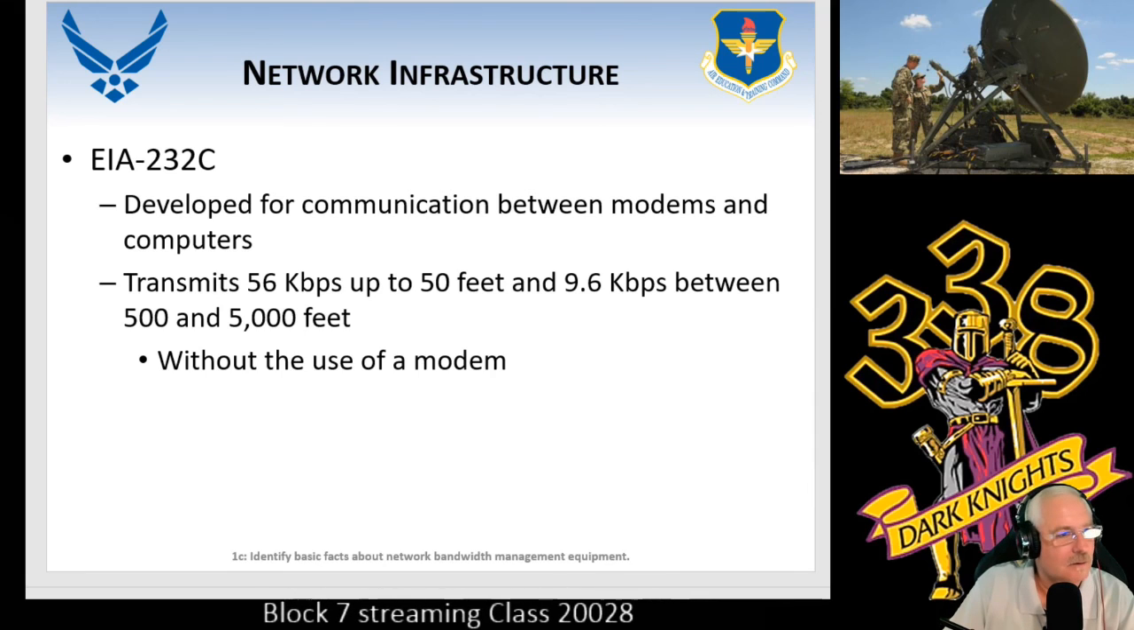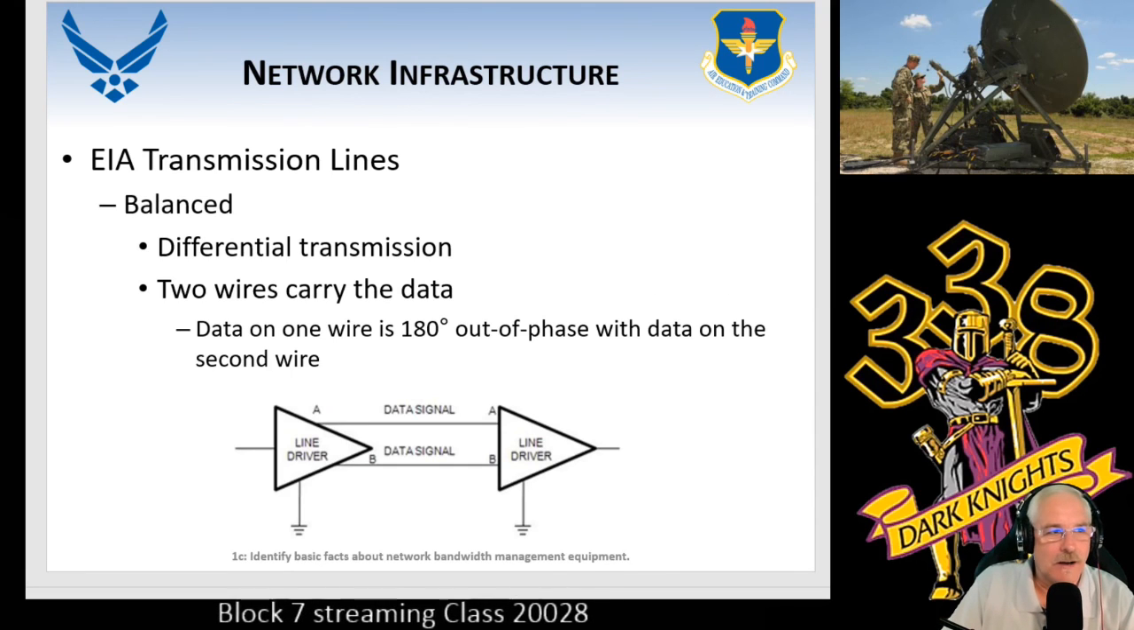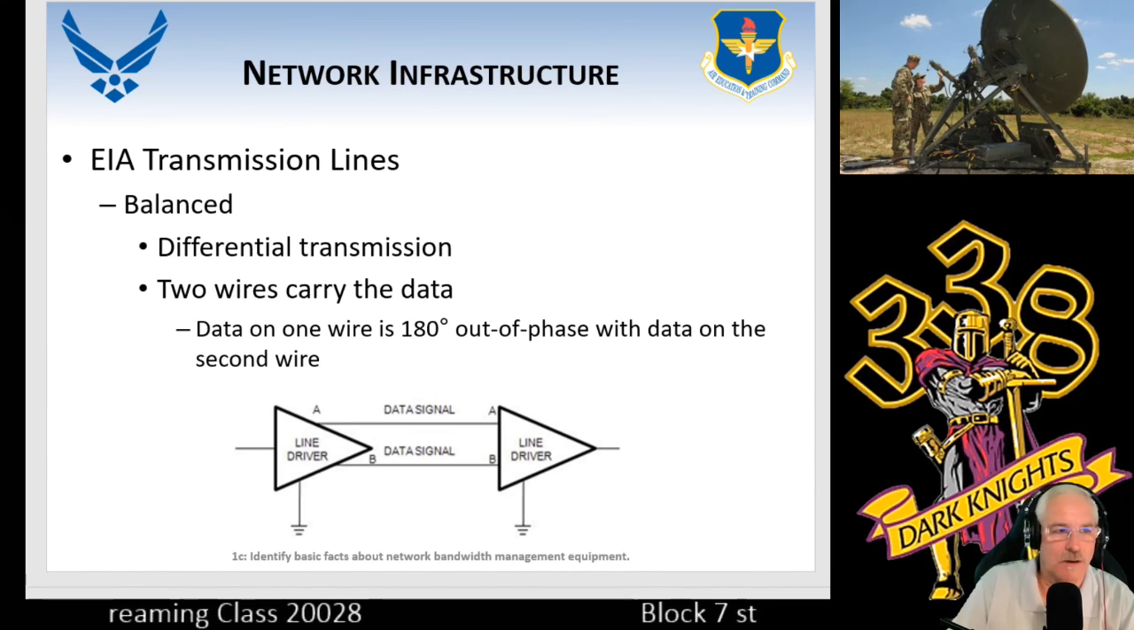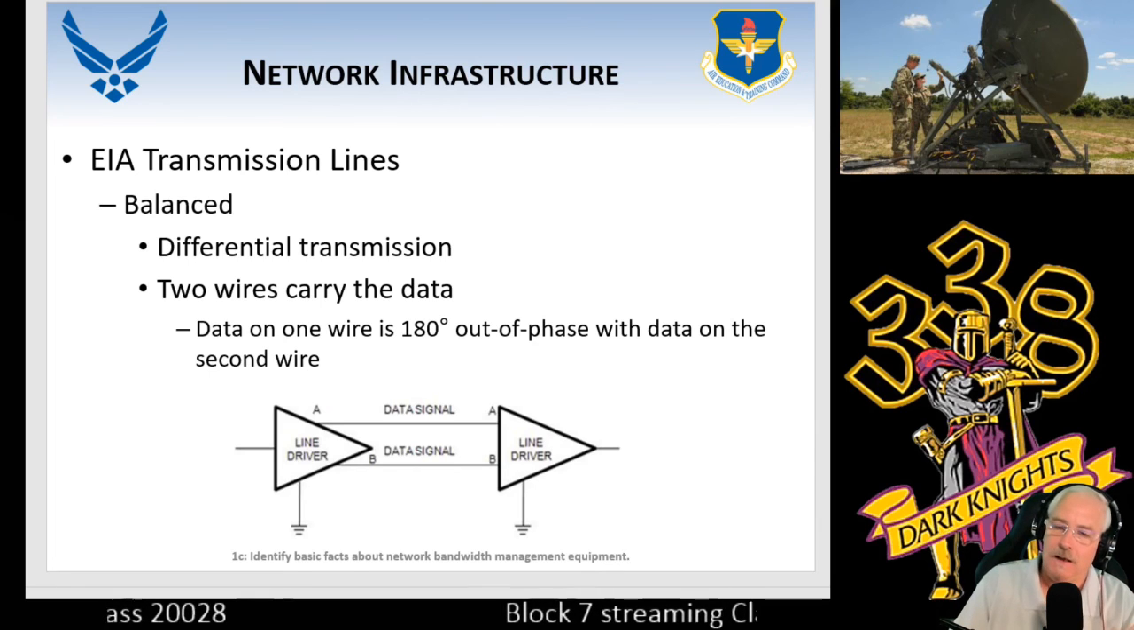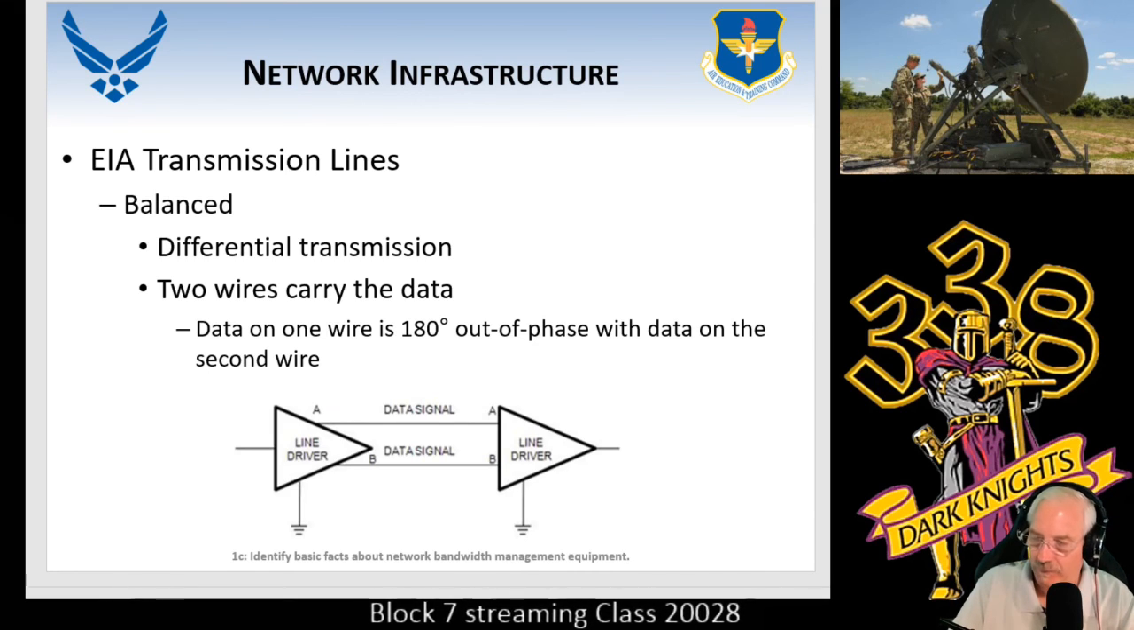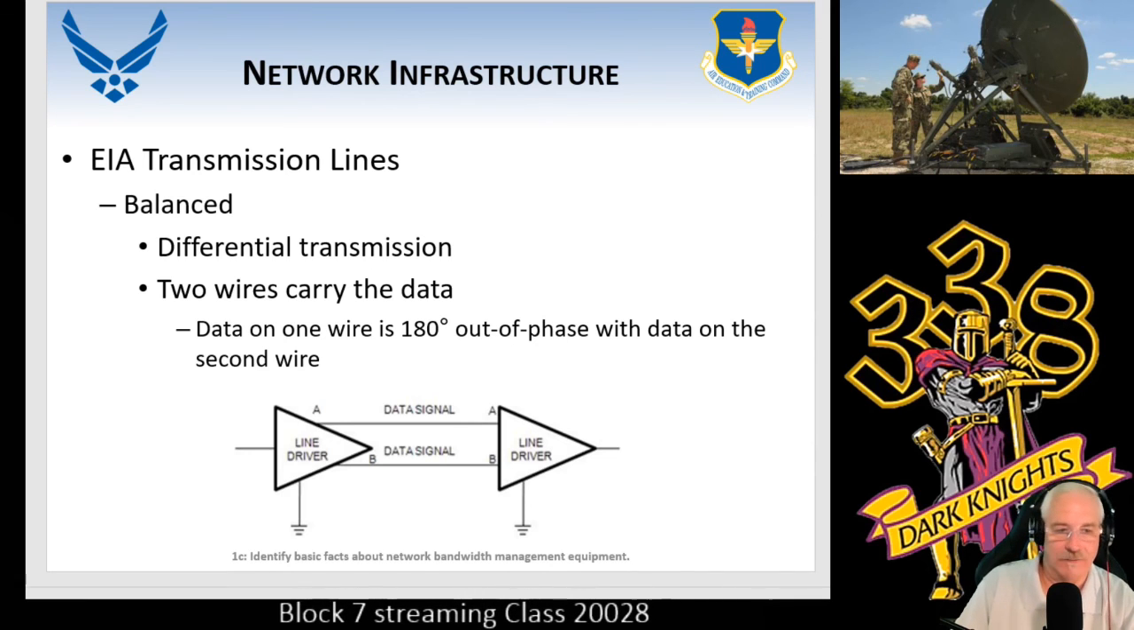If not, oh well. Now, we do have EIA transmission lines, and you guys have been dealing with this pretty much over the past many years. We have two types: balanced and unbalanced. The first one is balanced, and the biggest thing about balanced is you've got a twisted pair that you're running this information down. What makes this so different than anything else is that on one line it's a waveform. The second line is 180 degrees out of that waveform.